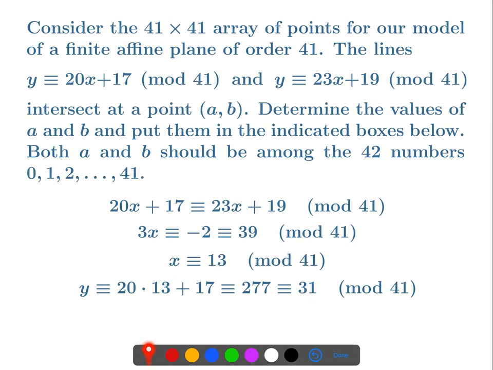X is 13 modulo 41. And so we get what our point is. The a has to be 13 and the b has to be 31. So that gives me the point of intersection of these two lines. So that finishes that problem.